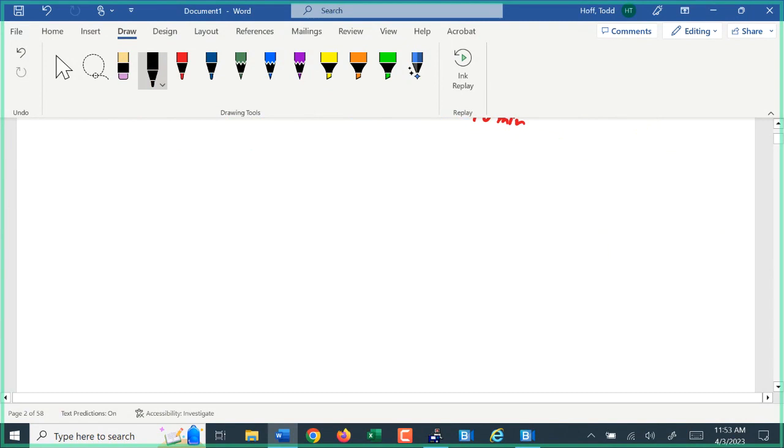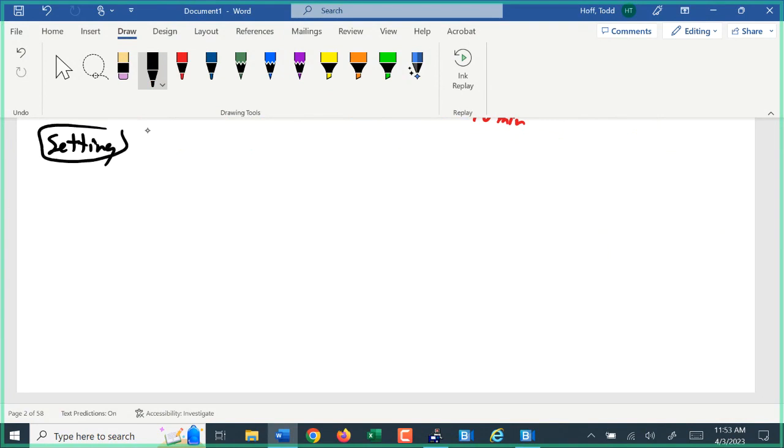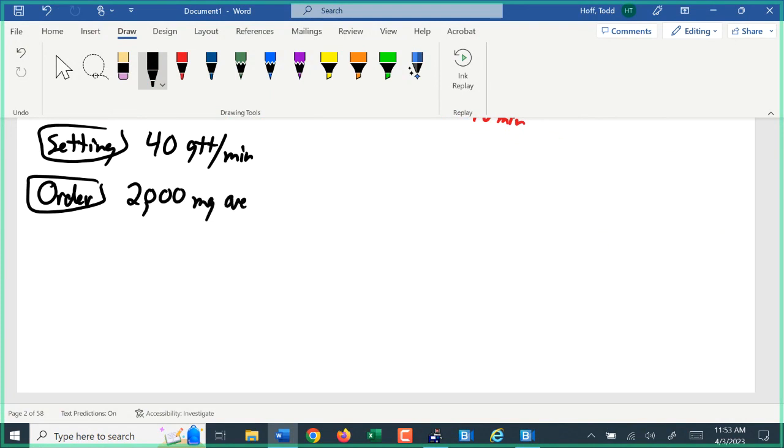So the next one we want to look at is a little bit different. Let's say we have a setting operating at 40 drops per minute. And we see that the order on the chart is for 2,000 milligrams over 5 hours.